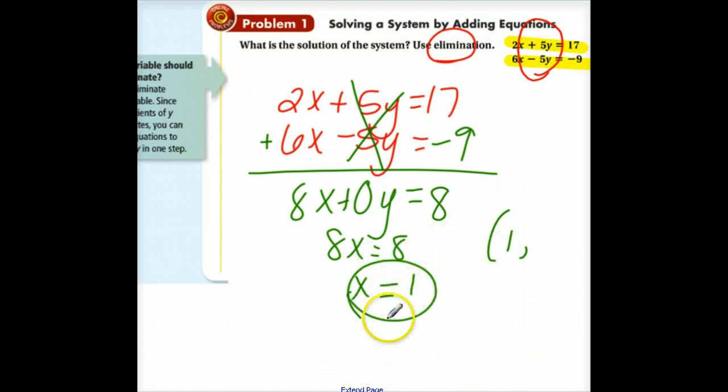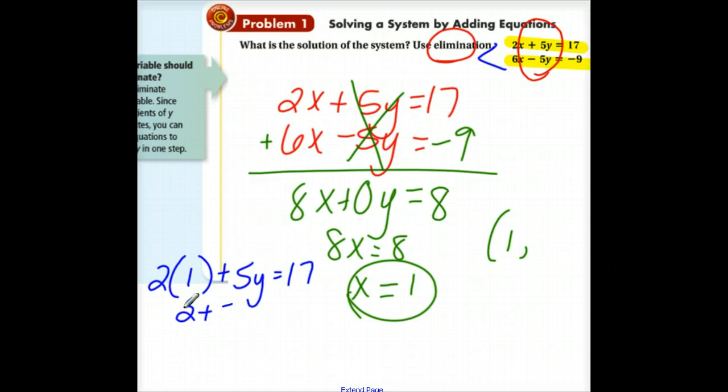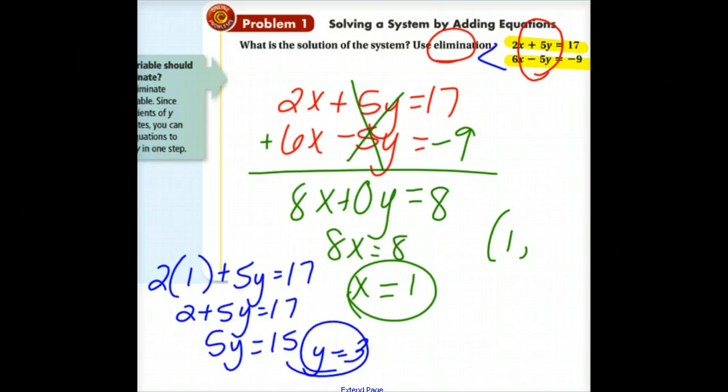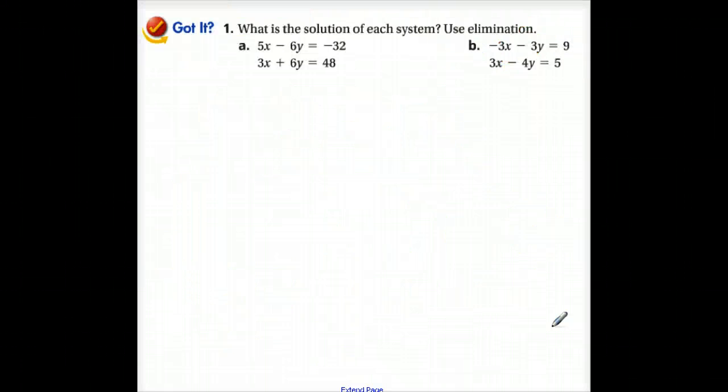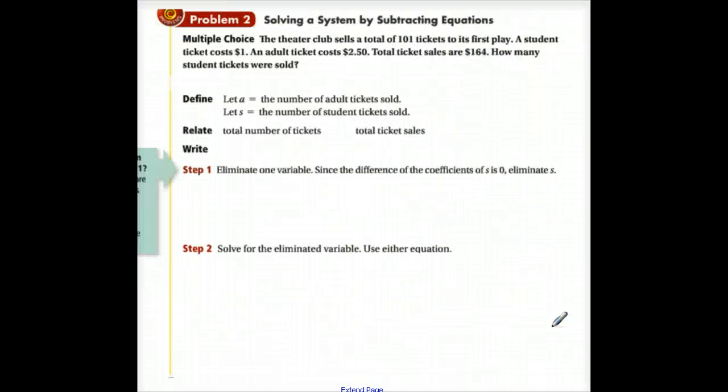I'm going to plug x equals 1 into either of the 2 original equations. I'll just use the first. 2 times 1 plus 5y equals 17. 2 plus 5y. Subtract the 2, y equals 3. The solution to this system of equations is positive 1, positive 3. Now, we can also solve the system by eliminating, and we have to subtract to do so.